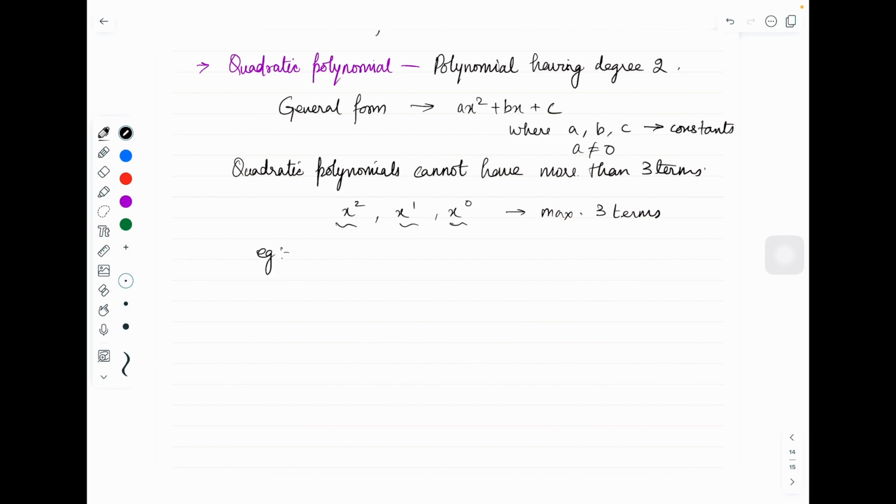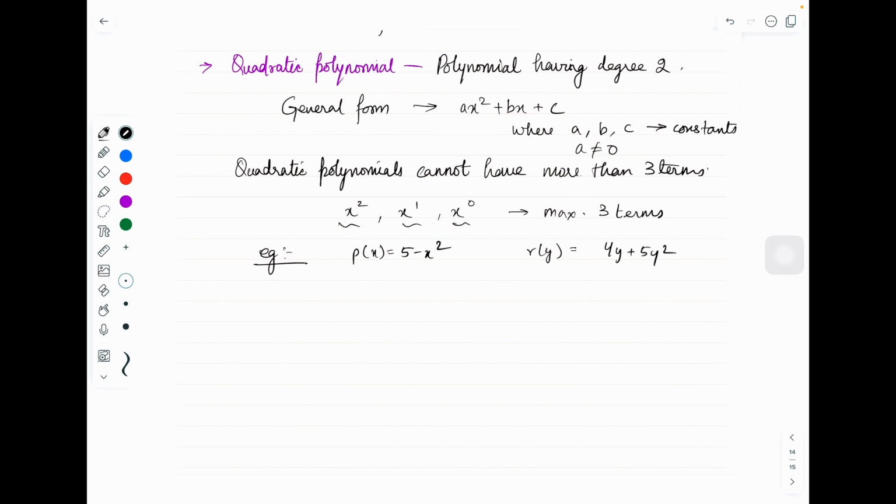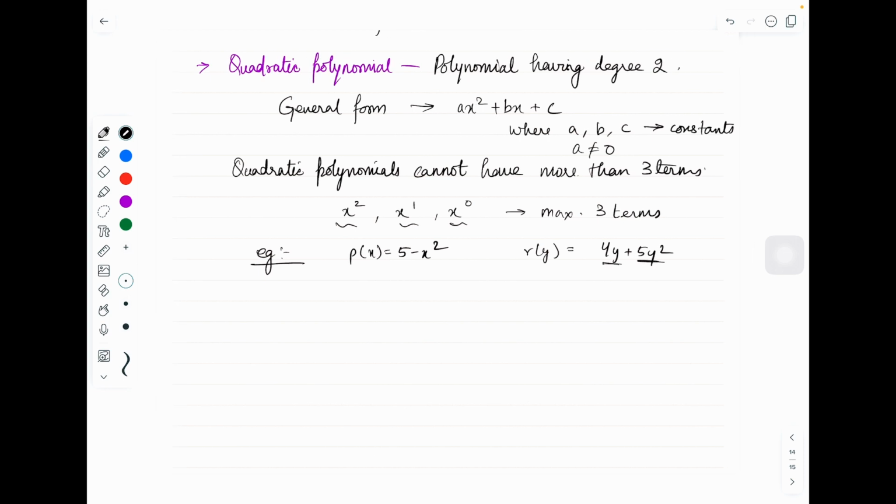Okay. Examples of it are, see, p(x) equals 5 minus x square. Okay, one more example I am writing, 4y plus 5y square. Okay, these are containing two terms. One more example I am writing, q(y) equals to 6 minus y square. This is containing three terms, this is containing two terms, but the degree is 2 here.